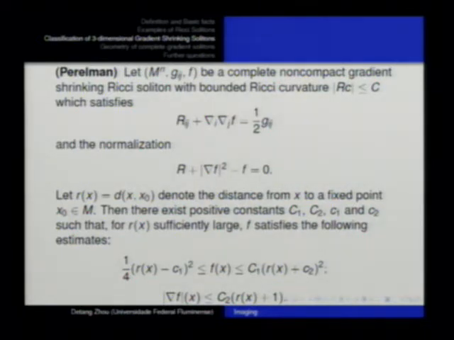For the proof of the Poincare conjecture, in a singularity, it is automatically satisfied. But for the classification in three dimensions, for the classification of gradient solitons, it's not a natural one.